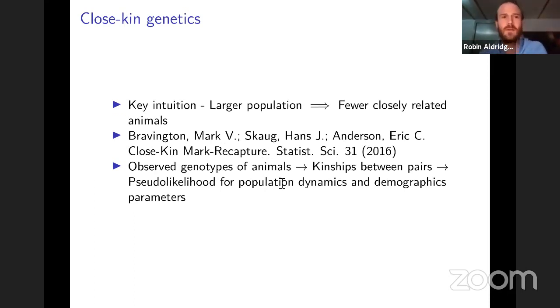So the key intuition of close kin genetics is that in larger populations, you're less likely to find closely related animals. There's a good reference here from 2016, Bravington et al., close kin mark recapture. Basically, you go from observed genotypes of animals to kinships between pairs, and then you can make a pseudo likelihood for your population dynamics and demographics parameters. Specifically, the ones we're interested in are population size over time, population growth rate, and the survival probability.